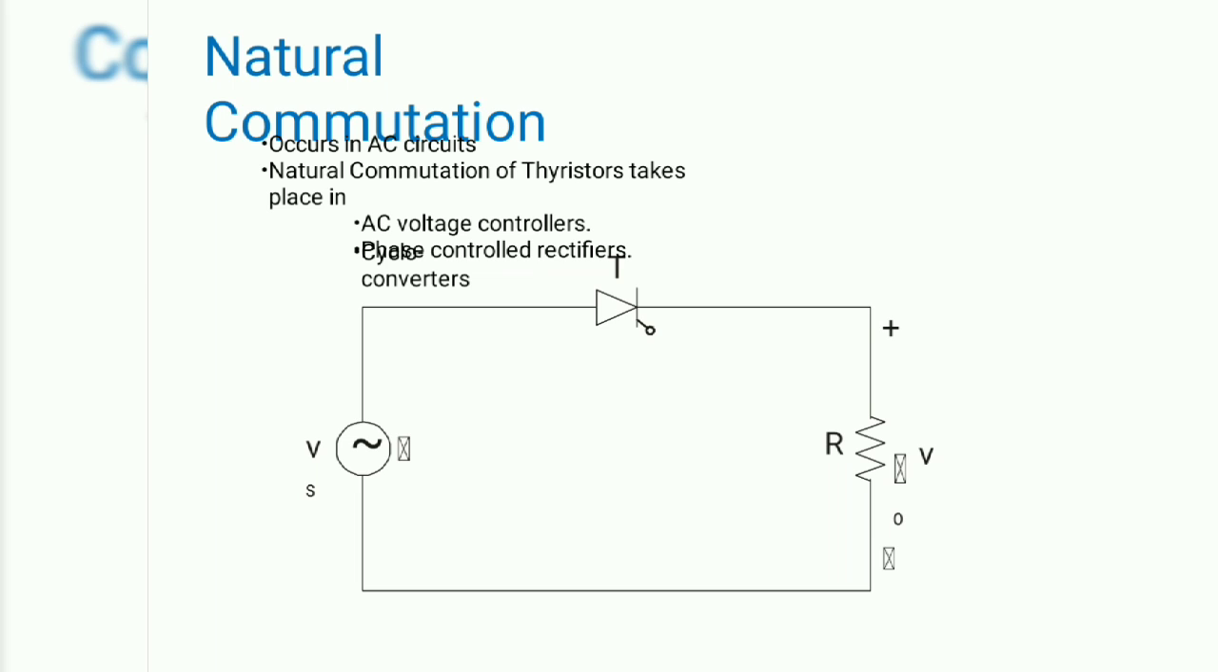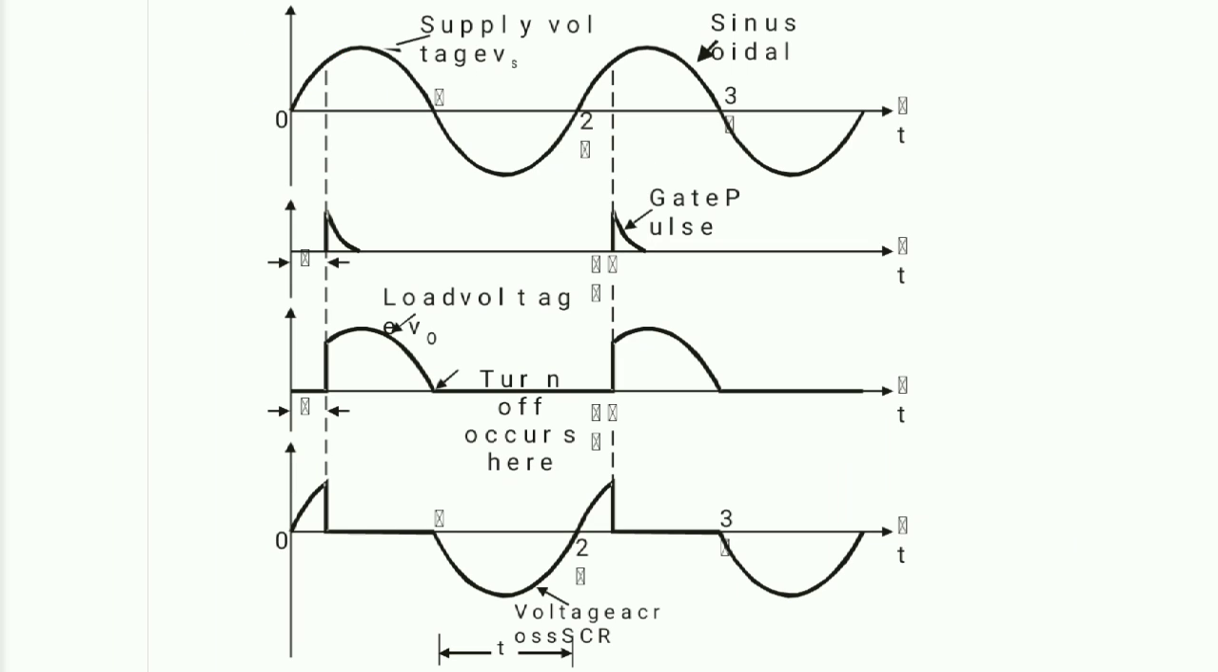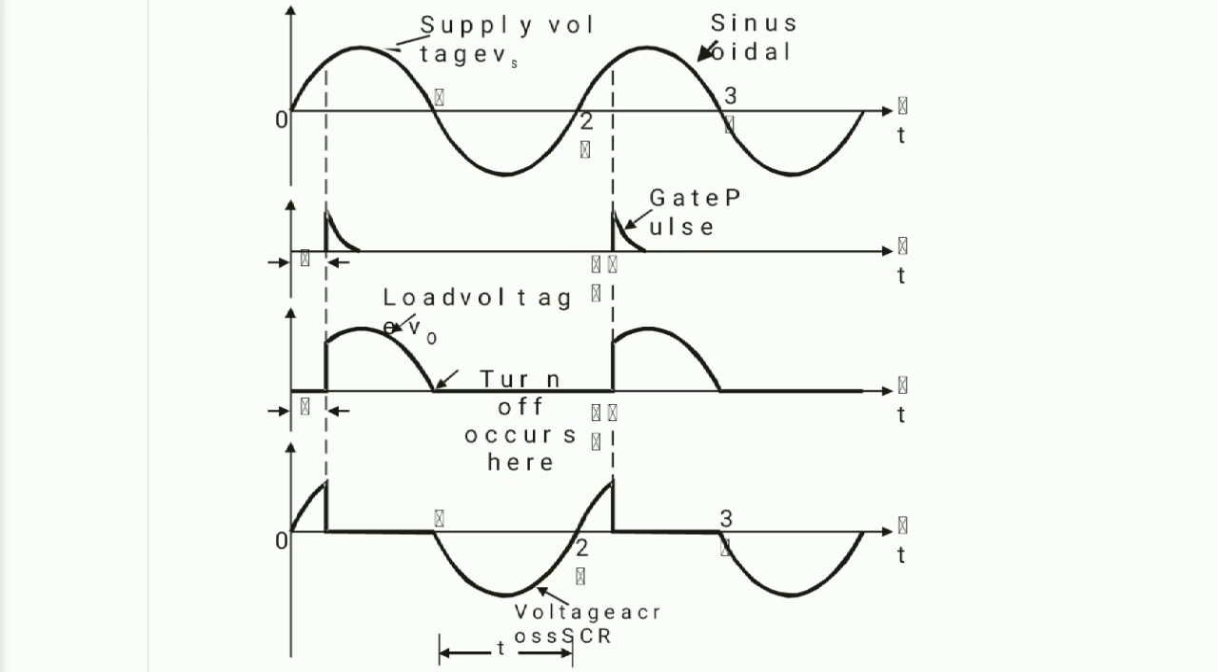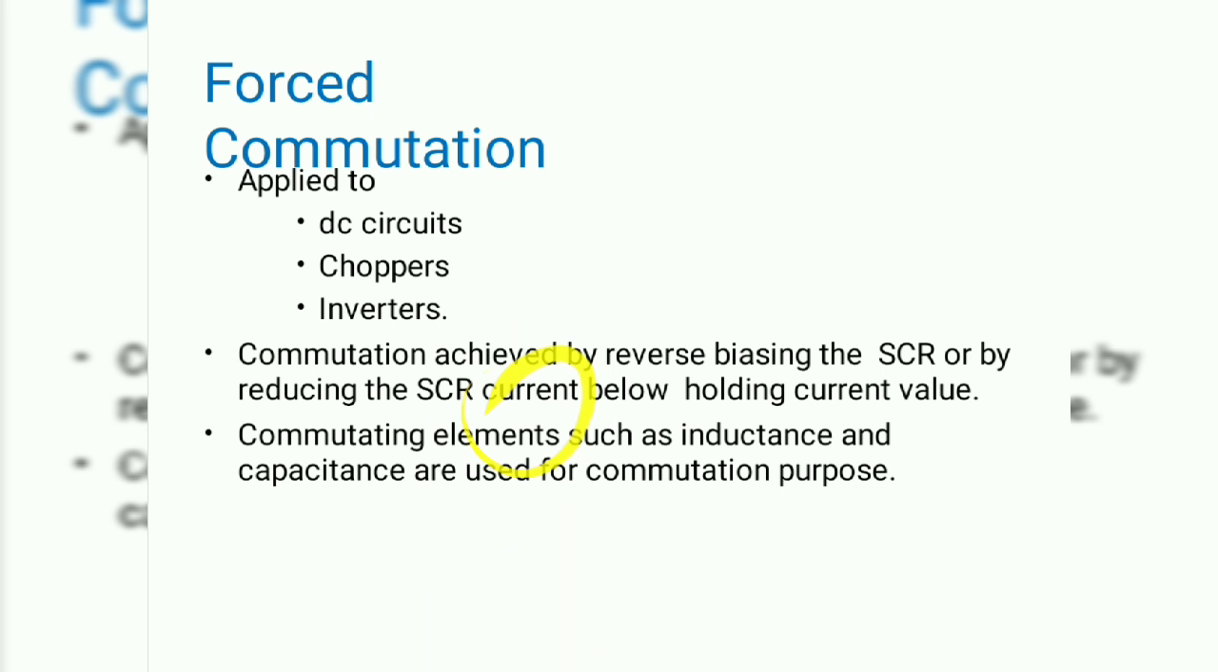So you will get an output voltage across the load resistance. During the negative half cycle there is no output voltage, so the SCR will be turned off. That is natural commutation. A turn off occurs here. Usually the voltage across the SCR would be negative, but it is going to turn off here. That is the load voltage that you are going to study.